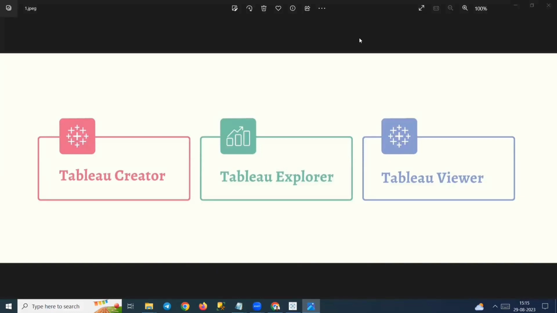Hi friends, today we are going to learn about the different types of licenses available for enterprise and individuals in Tableau. In this video, we are going to understand the approximate prices of each license in Tableau and uses of each license.